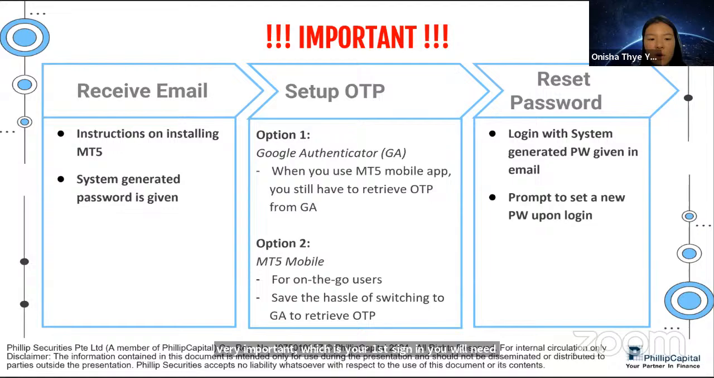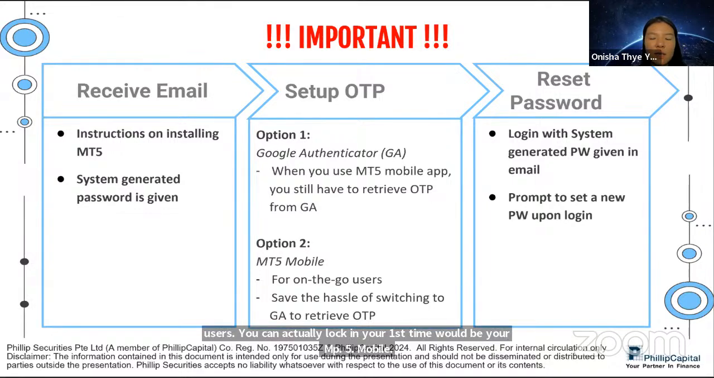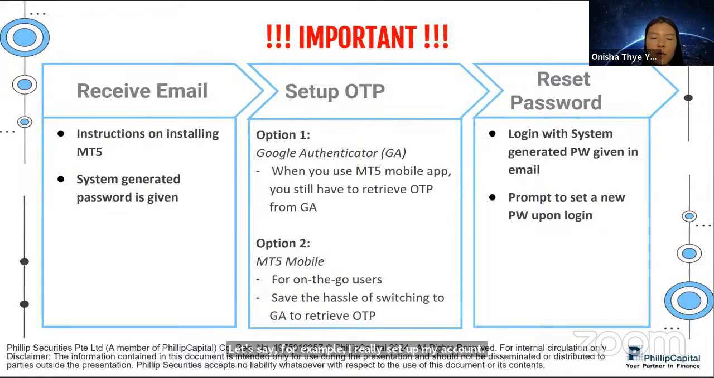So on first login, if you log in on your MT5 mobile, your OTP will be in your MT5 mobile. If your first time login is using the desktop, you will need to connect to Google Authenticator instead. So it's very important for traders who are on the go, your first time login should be on your MT5 mobile. Okay, so let's say, for example, I already set up my account using Google Authenticator. If you log in on your MT5 mobile, you will need to retrieve your OTP from your Google Authenticator also. So this is actually quite a hassle, I would say. It's a hassle to quite a few people.